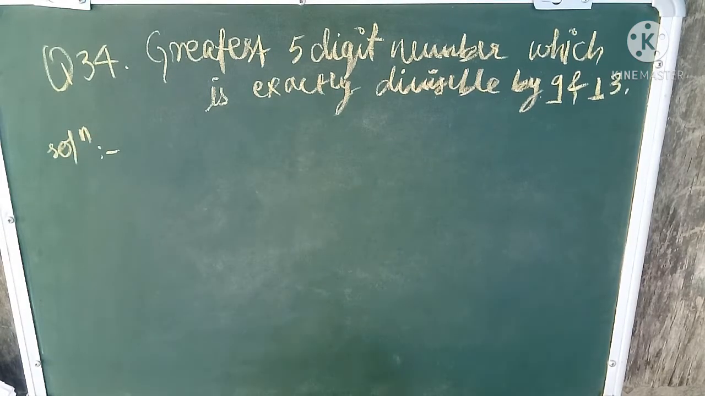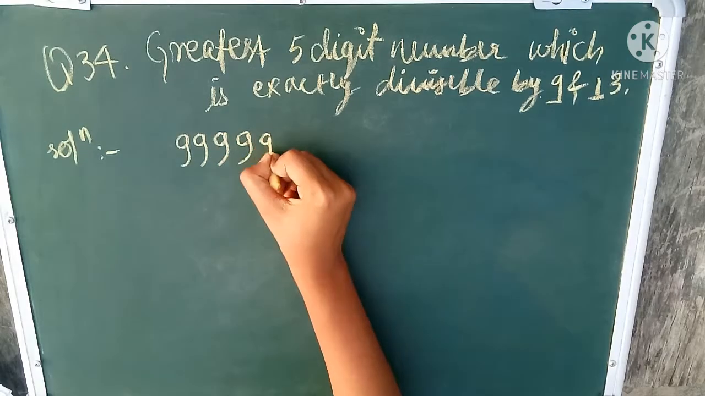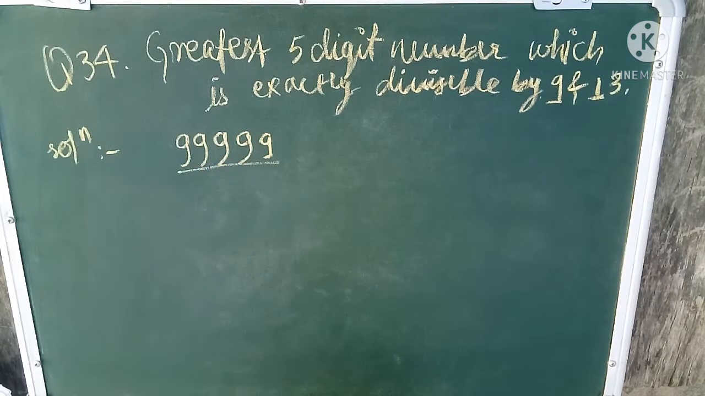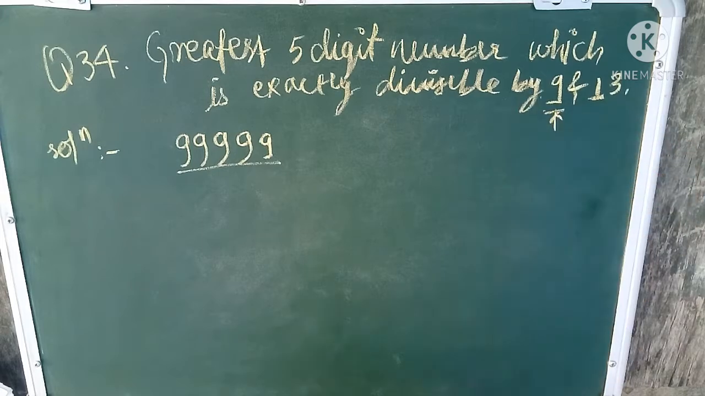The greatest 5-digit number is 99,999. This is the greatest 5-digit number. So we need to find out a number which is not only greatest 5-digit but also it is completely divisible by 9 and 13. So this number 99,999 is exactly divisible by 9 here, but is not divisible by 13. We need to find out such number which is divisible by both 9 and 13.